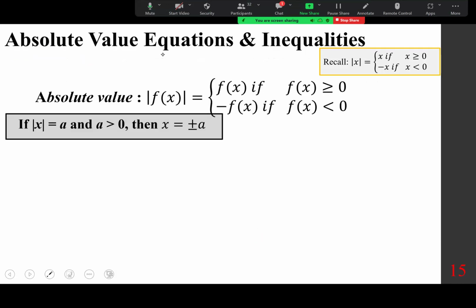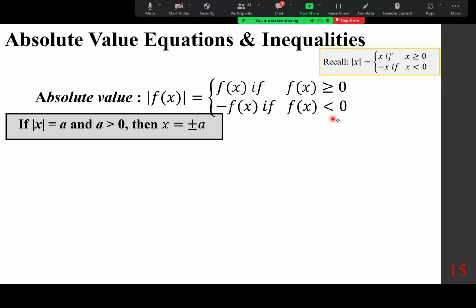Reminding you of what we did with the absolute value equations and inequalities. We've done that. So just to remind you again, absolute value of x by definition is distance from 0. Therefore, it's either x when x is greater than or equal to 0, or minus x if x is less than 0. And for that reason, if you have a function of x, the absolute value of a function of x is the same thing. It's f of x if f of x is greater than or equal to 0, and minus f of x if f of x is less than 0.